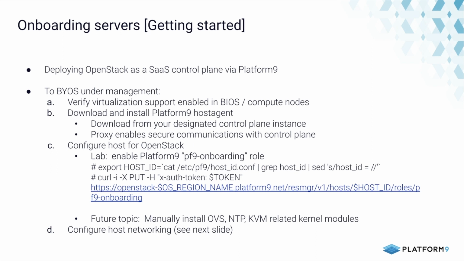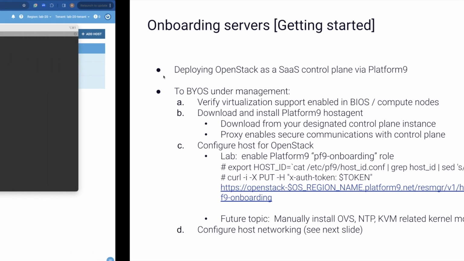I'm using the PF9 onboarding role to help satisfy some other prerequisites on my two servers, such as downloading and installing OpenVSwitch, KVM kernel modules, and more. An alternative to applying this role would be to use our PF9 Express utility that automates the entire host onboarding process, or by executing everything manually. Once I apply the onboarding role, I'll be able to proceed with completing a few more server-side prerequisites. So let's hop over to the terminal.